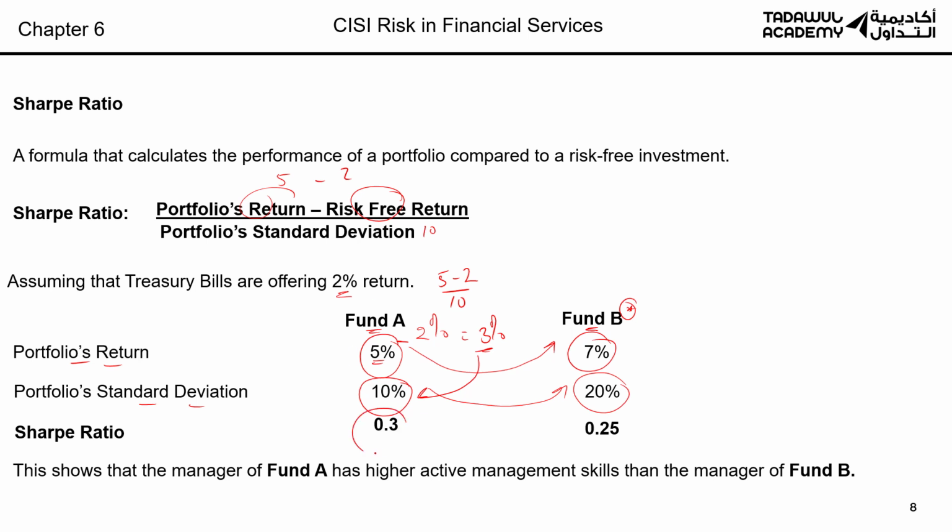For Fund A, the answer was 0.3. For Fund B, the answer was 0.25. The higher Sharpe ratio is the better investment. So in this case, even though Fund A has a lower return, Fund A is the better investment compared or adjusted for its risk.